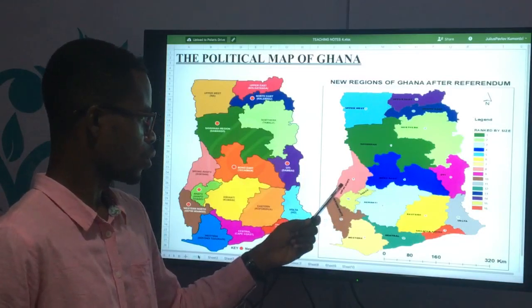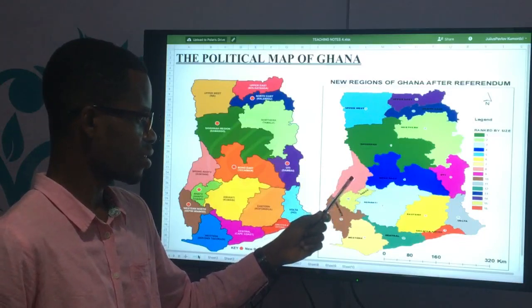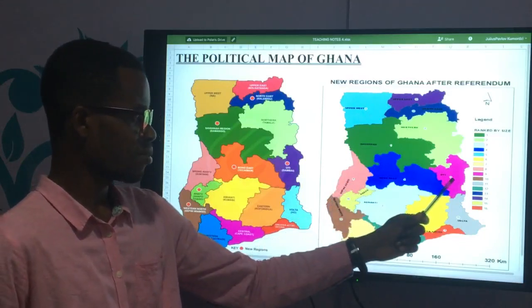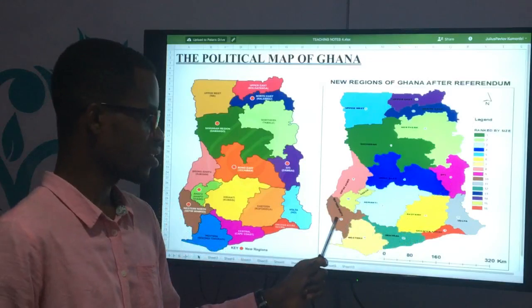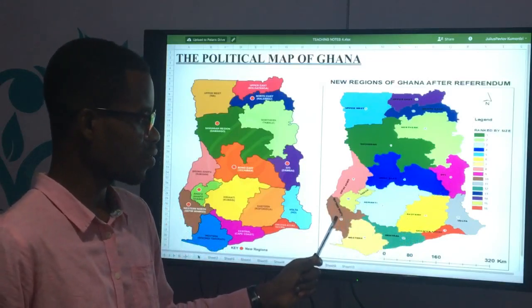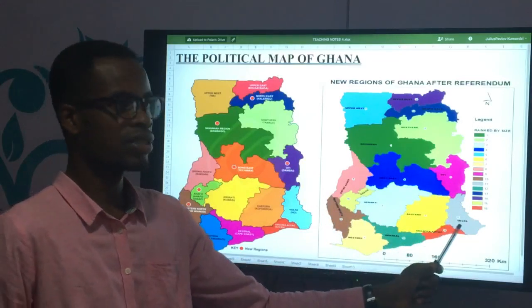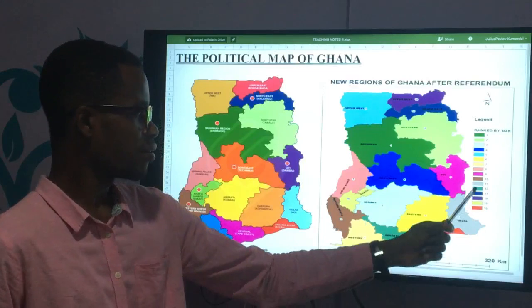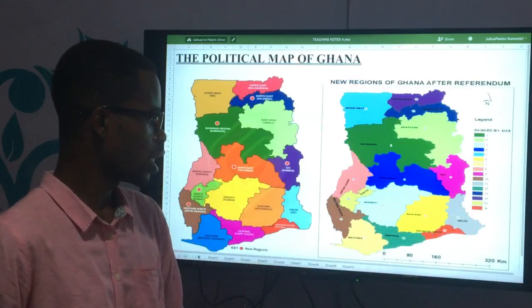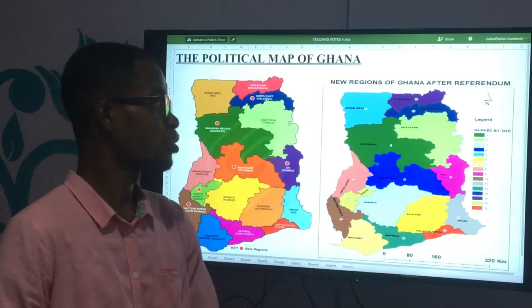Then we come to Bono region as number 8 in terms of land size. Then we have Oti as number 9. Then we have Western North, created out of the former Western region, as number 10 in terms of land size. 6 more to go. Then we have Volta region, number 11. Then number 12 goes to Central region, in terms of land size.